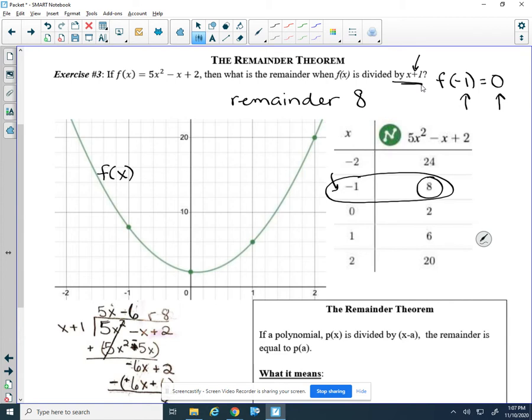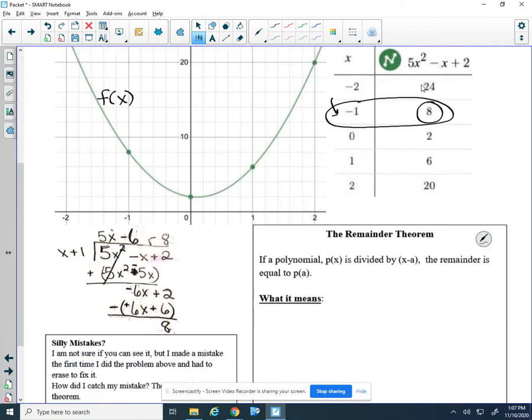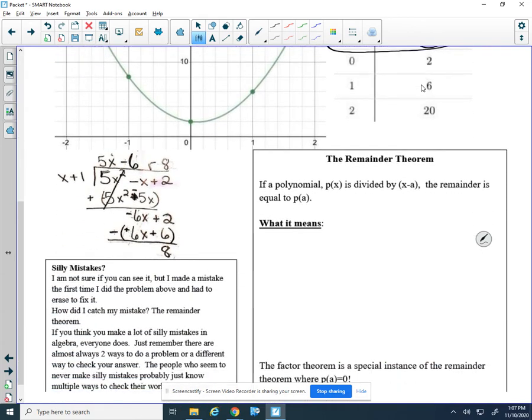So I have the polynomial long division down here. If I scroll down, I did the 5x squared minus x plus 2 divided by x plus 1. I got 5x minus 6. This will never be given with the remainder theorem, but we can know that the remainder is 8. So that's kind of a quick way to do things. It's also a great way to check. And that's why I have this little note here.